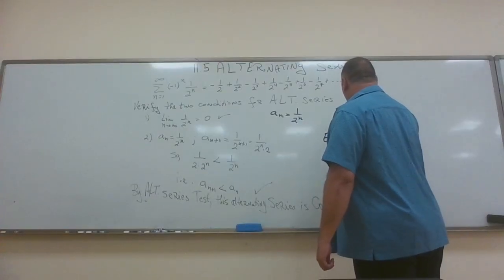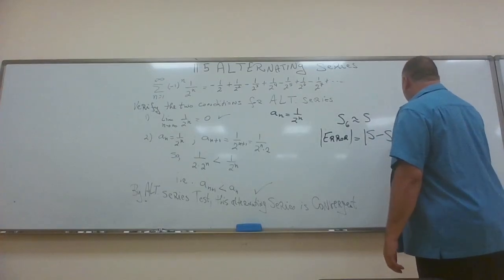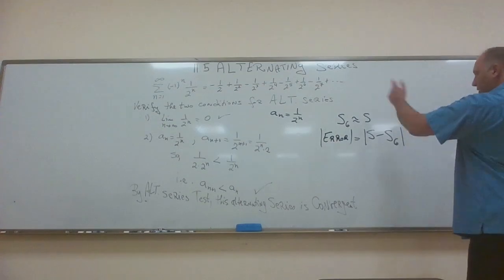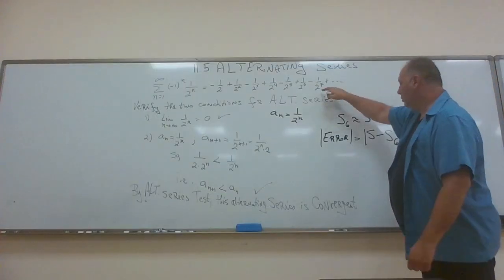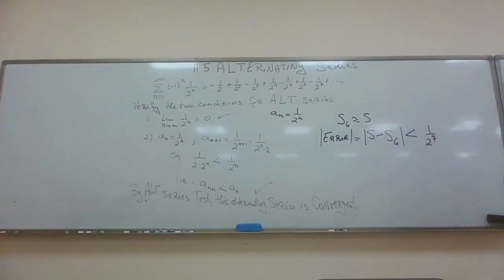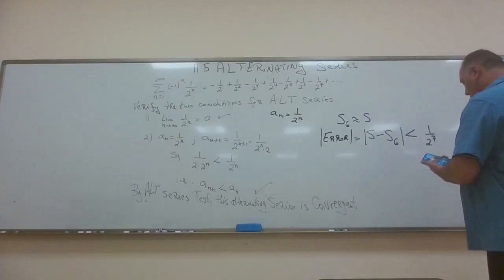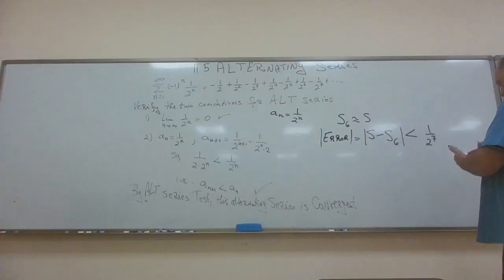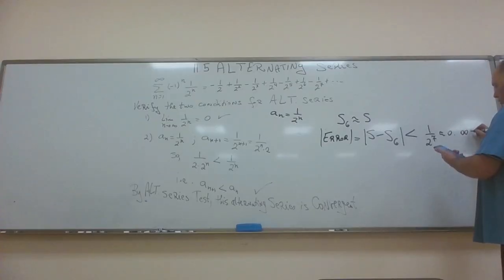So the error is the sum that I don't know minus, let's say here S6, if I add the first 6 terms. And we know that the error is smaller than the next term. So here the next term is 1 over 2 to the power 7. So if I compute quickly, what's this number here? So 2 to the power 7, and then 1 over that, so this is approximately 0.0078.